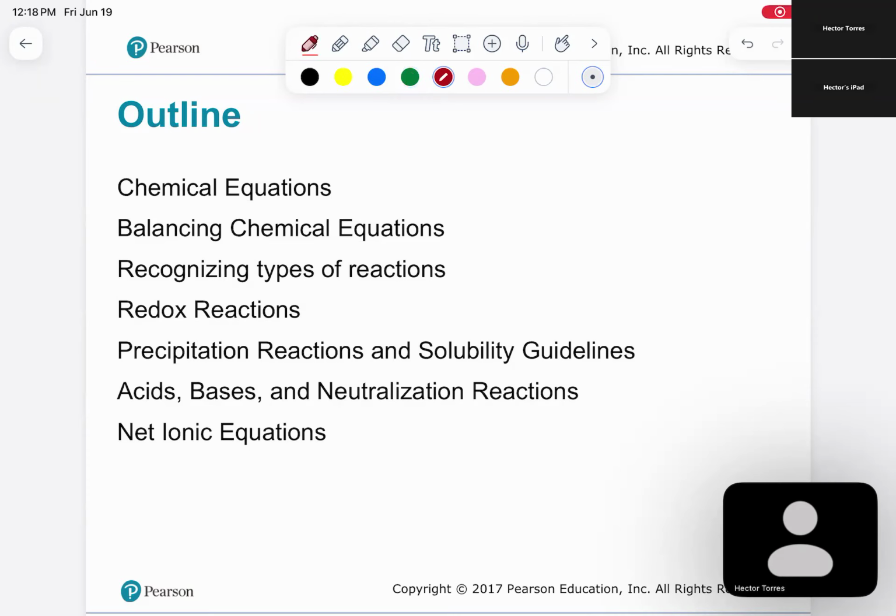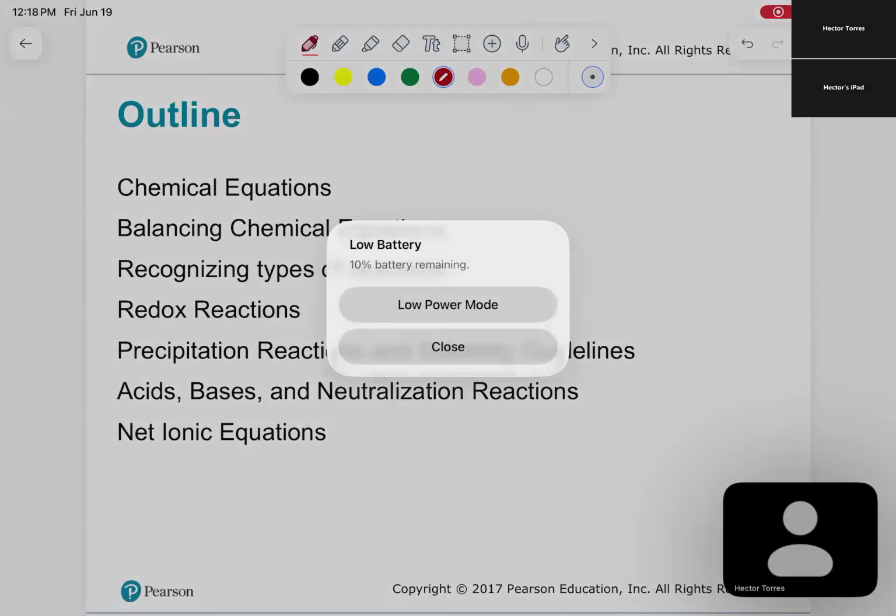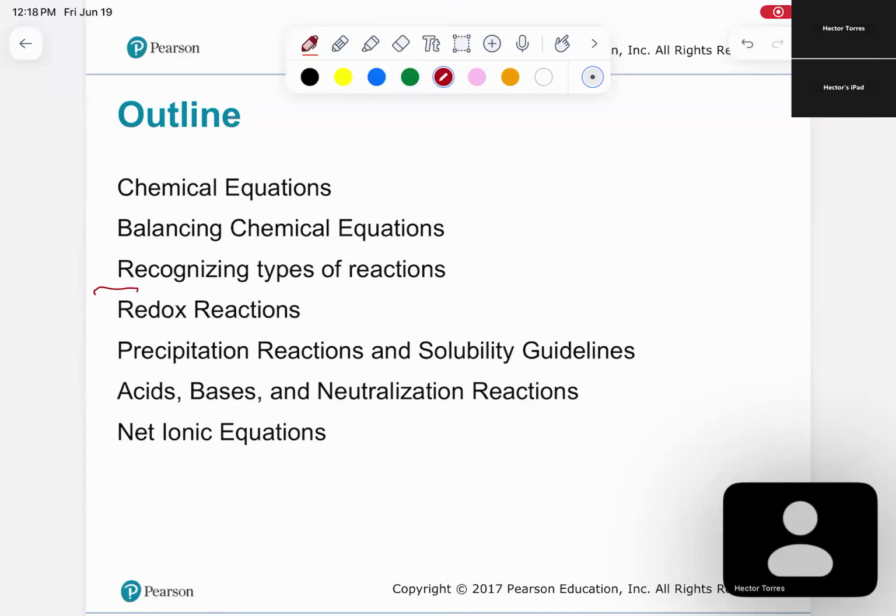We are going to cover the rest of chapter 5. We already covered the first three: chemical equations, balancing chemical equations, and recognizing types of reactions. So in this one, we are going to go over redox reactions. This is going to be the topic. I'm going to break it into smaller videos this time so that we can focus on this and understand each of them better.